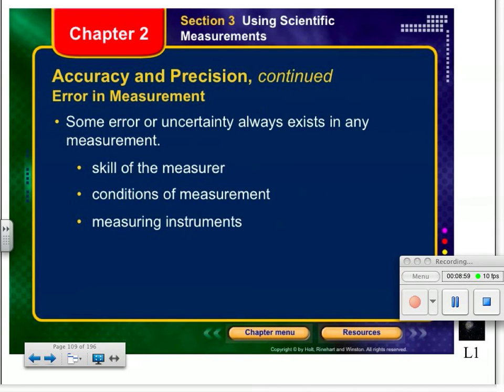So, check it out. Even when we had simple things to measure, we had error. We had the skill of the measurer or conditions of the measurement. For example, those of you who are measuring the width of the room with a meter stick, that's not a good way to measure the width of the room. Much better to use the measuring tape. But your measurement conditions weren't that great. Or your measuring instruments, not that great.